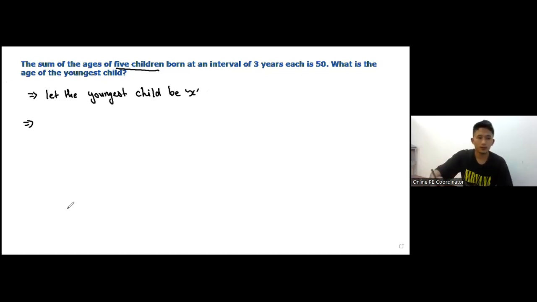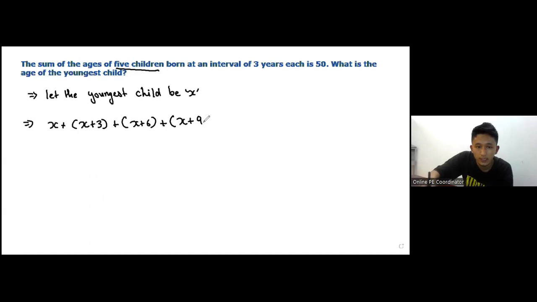It's very simple mathematically. The youngest child's age is x. The second child's age is x plus 3, the third child is x plus 6, the fourth child will be x plus 9, and the fifth child is x plus 12. The sum of all their ages will give us 50. That is how to make this kind of equation.